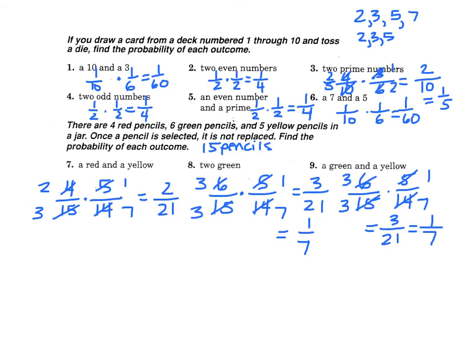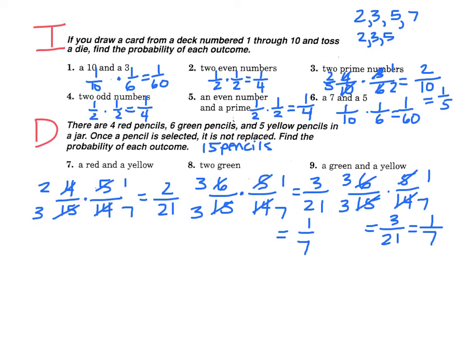Okay, going over this is going to wrap up this video, and it's all done for your first day back from spring break. Okay, so we've got a deck of cards 1 through 10. We are picking a card from that and tossing a die. Clearly independent events. So this was your independent events section, and this is your dependent events section. Okay, so a 10 and a 3. A 10 from this deck of cards would be 1 out of 10, and a 3 on a die would be 1 out of 6. Multiply that, 1 out of 60.